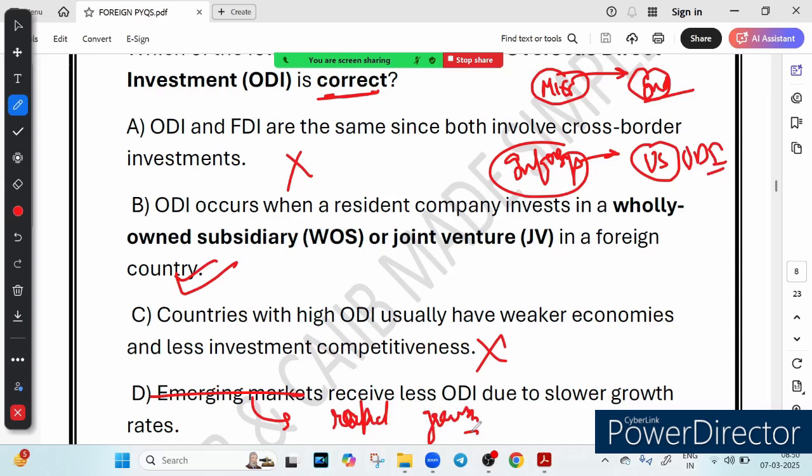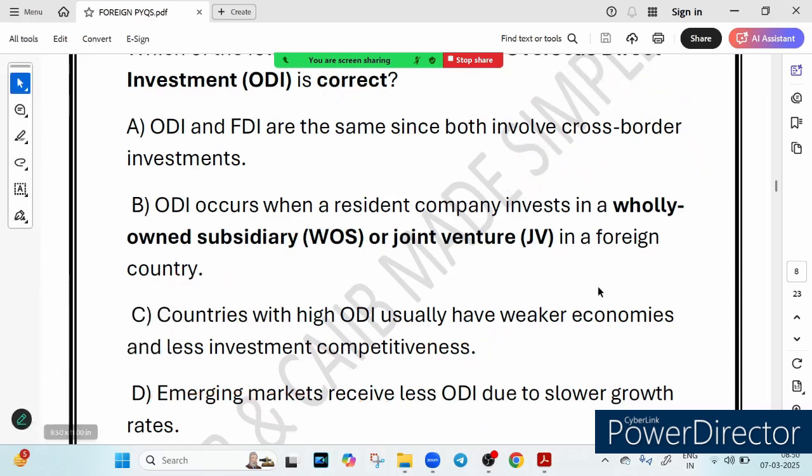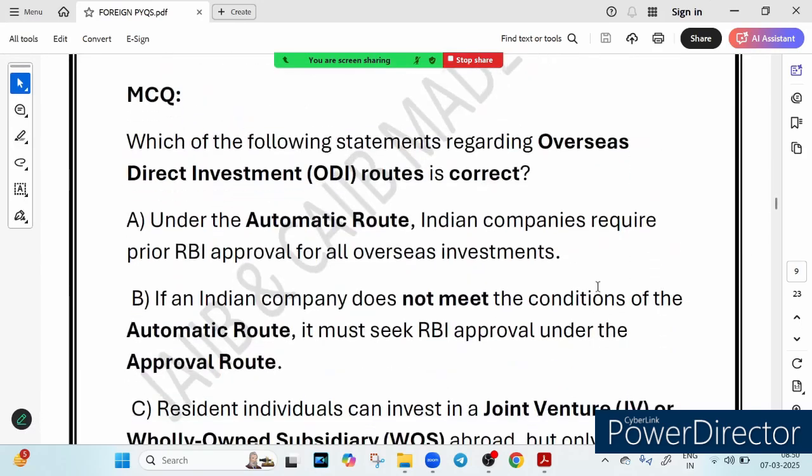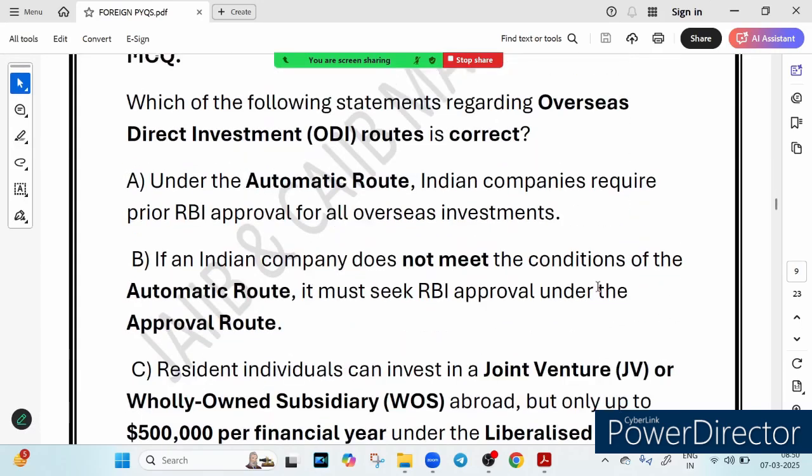So here are some key points to remember. The first point is that ODI involves a resident entity investing in a foreign company, unlike FDI, which is the reverse. High ODI levels typically indicate a strong economy with competitive business. Emerging markets often attract more ODI due to their growth potential. I hope this makes sense to you. I hope the difference is quite clear. What is ODI? What is FDI? What is the difference? Now let us see one more question related to ODI.